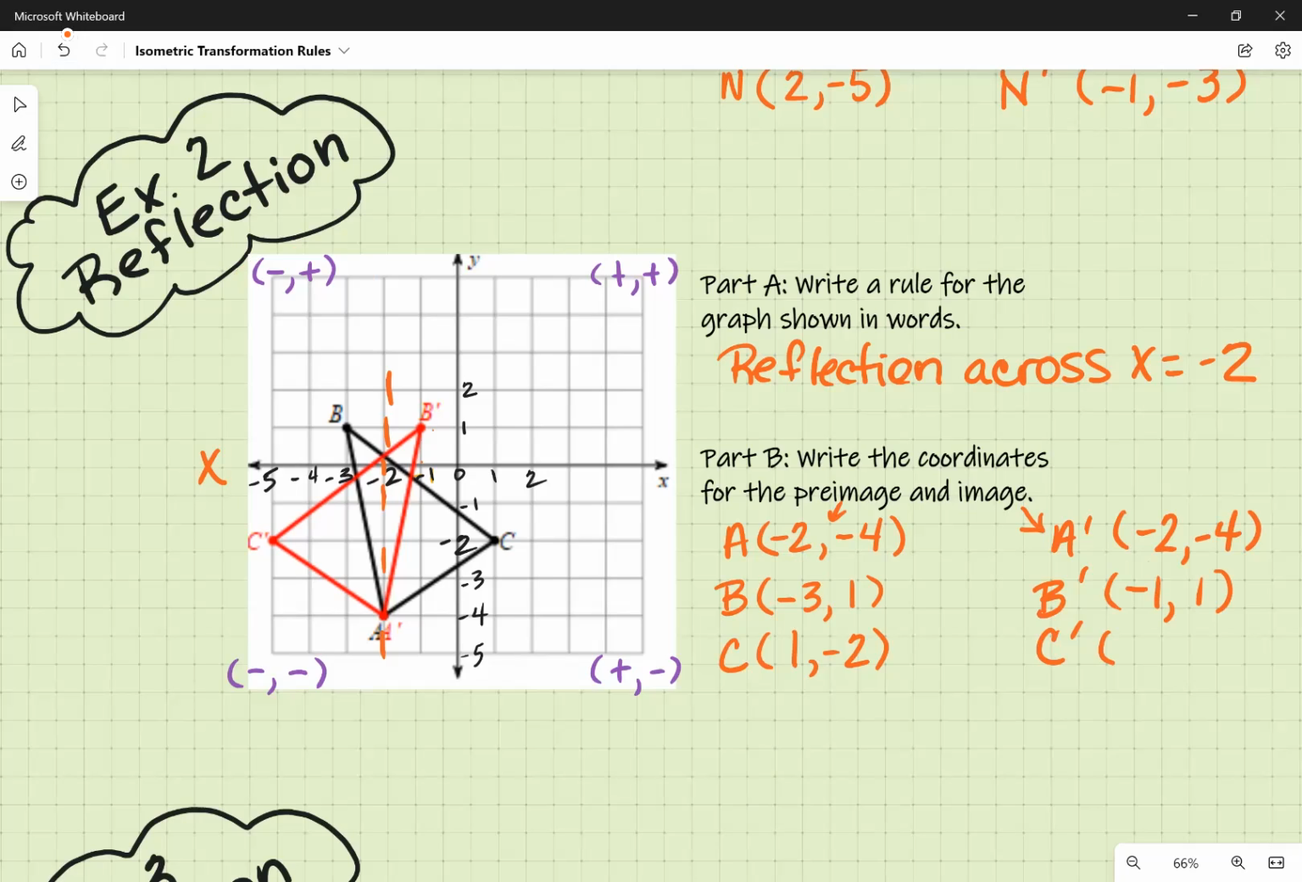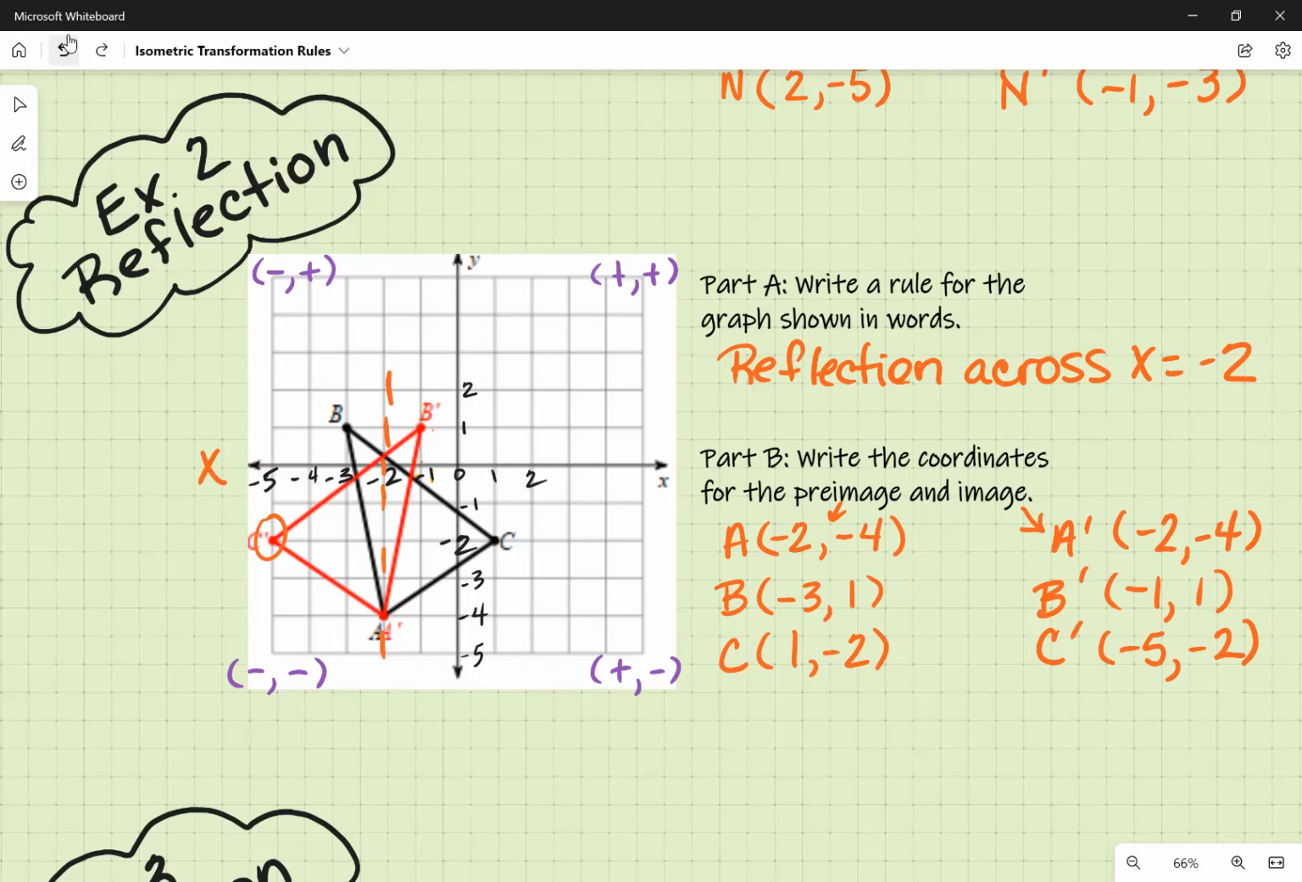For my C prime, I moved over to the left 6, so I can subtract 6 from my original X, which is going to leave me with -5. And -2 stays the same. Or I could just go to my actual graph and just look at it. I can see I had to go over to -5 and then down -2. So again, multiple ways.